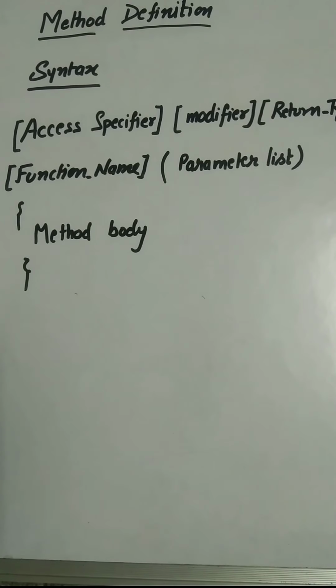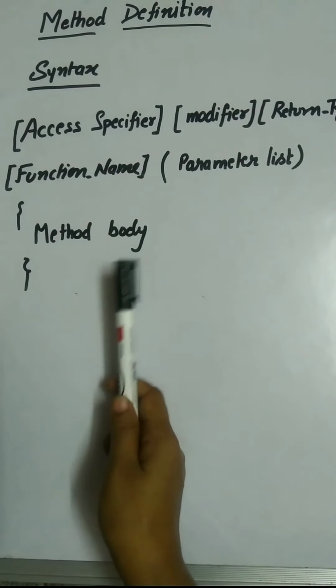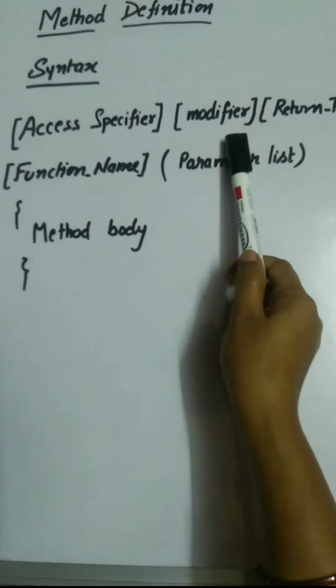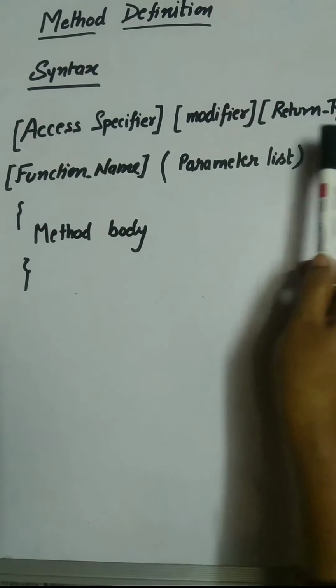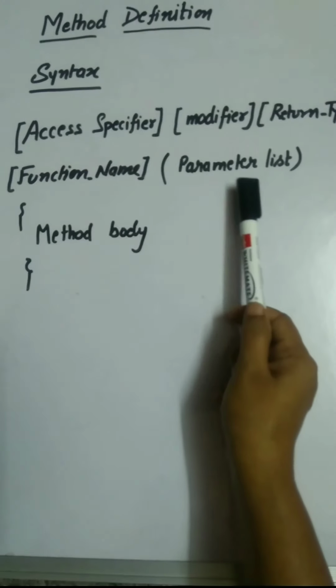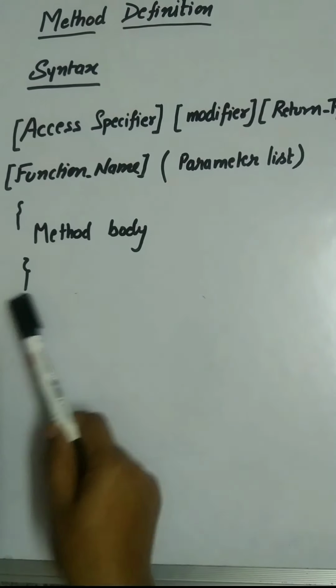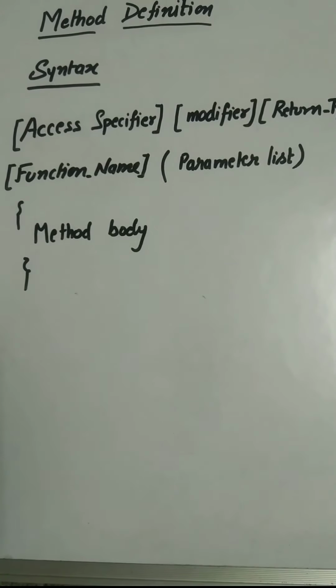Next is the method definition. Before using a method in a program, it must be defined. So here is the syntax. First is the access specifier, then modifier, next is return type, then function name, then parameter list, then the block of the function, then the method body, and close the block of the function. It is the simple syntax of a method.